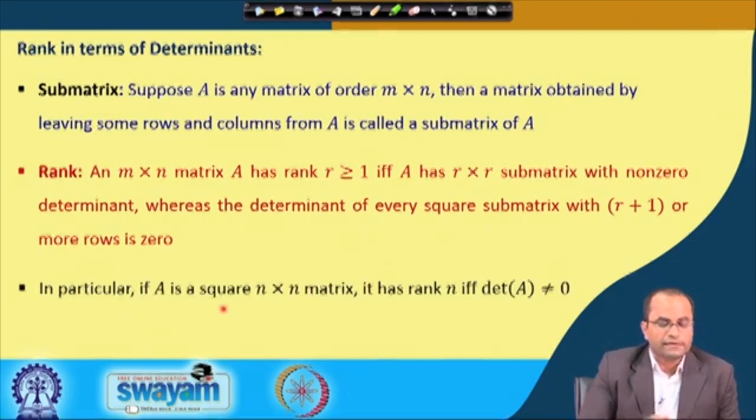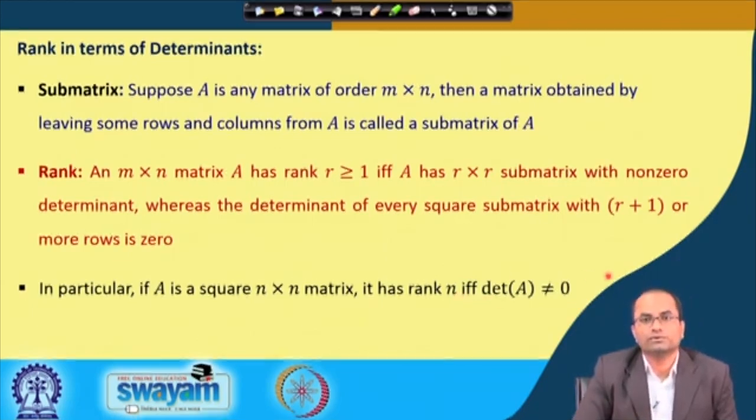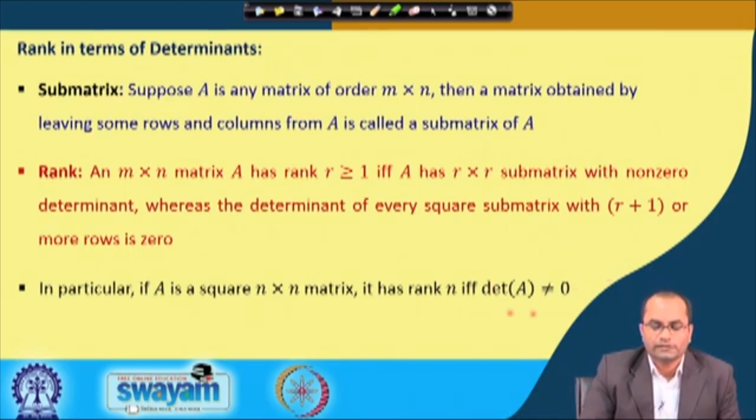In a particular case when A is a square n cross n matrix, it has the rank n if the determinant of A is not equal to 0. So, if we have a square matrix and its determinant is not equal to 0, then it has full rank. So, the rank is n because the determinant itself is not 0.